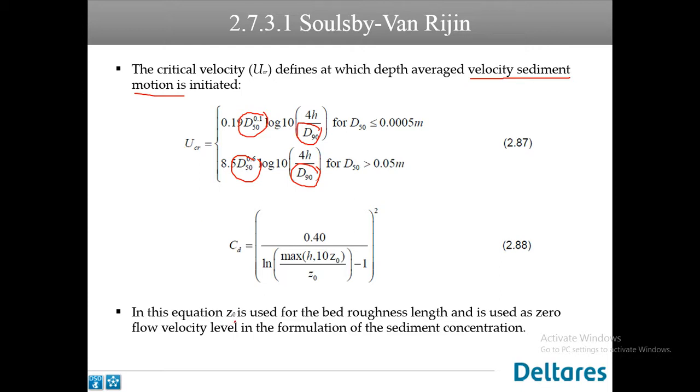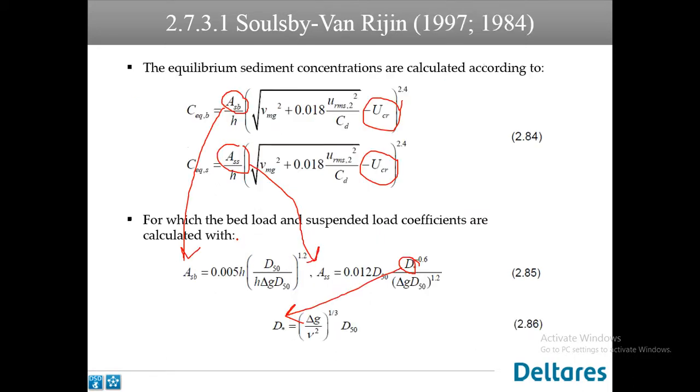In this equation, Z0 is used for the bed roughness length and is used as the zero flow velocity level in the formulation of the sediment concentration. So once you do a sediment concentration everything, barulah you ambil kira all these numbers. Okay.